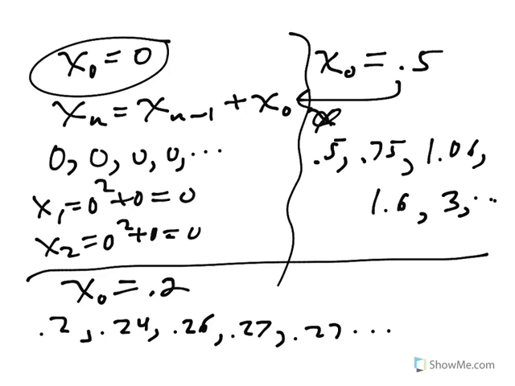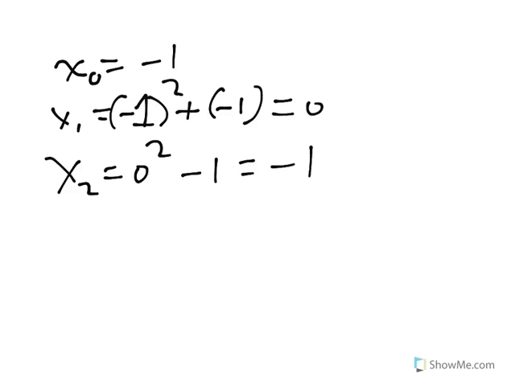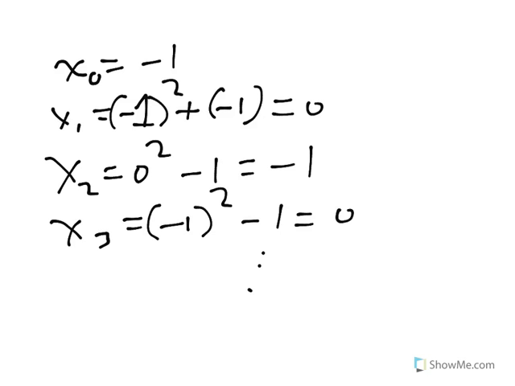Now, negative numbers might do something unusual. Like if I put x0 equals -1, then x1 would be -1 squared plus -1, which goes to 0. But then x2 would be 0 squared minus 1, which is -1. And x3 is back to -1 squared minus 1, which is back to 0. So that one's going to alternate.